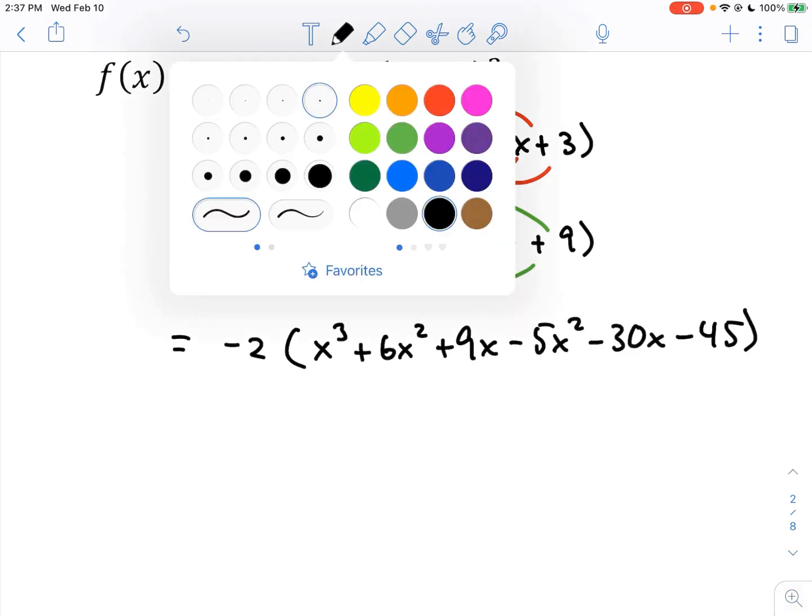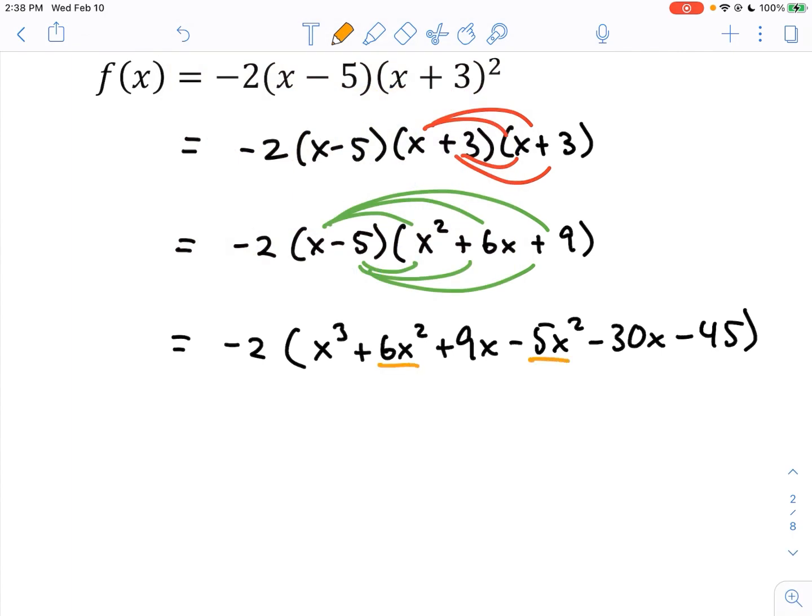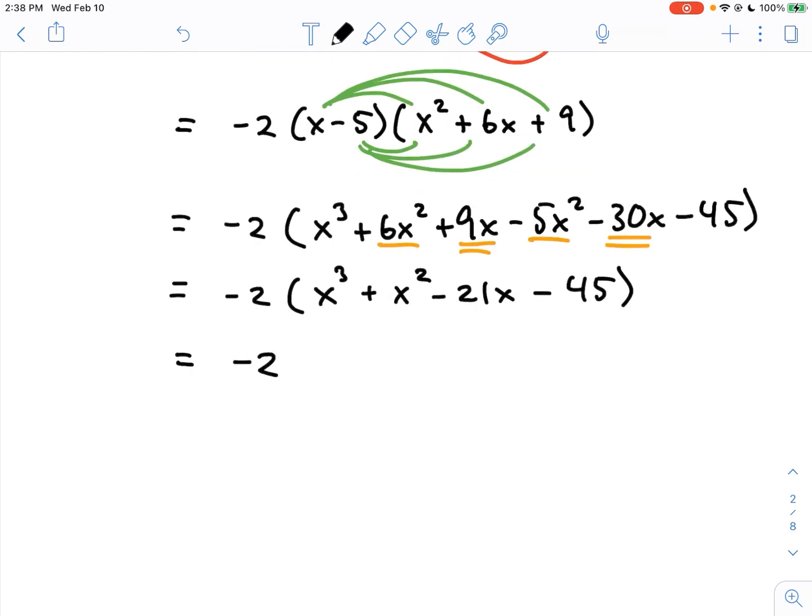Then you look for any similar terms, like we have x squares and x squares, and x's and x's, those can be combined. So we have x cubed, 6x squared minus 5x squared is just x squared. 9x minus 30x is -21x, and then minus that 45. And then finally, we're going to distribute the -2. So we have -2x cubed minus 2x squared plus 42x, and then plus 90.